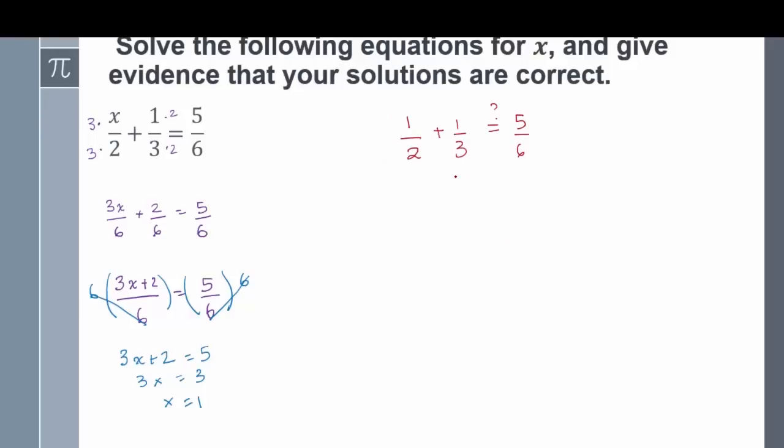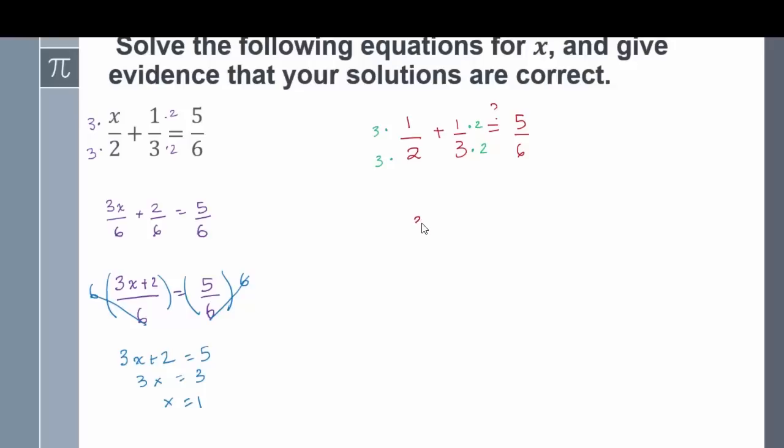In order to add the left side of my equation, I need to make sure that my denominators are the same. Least common multiple of 2 and 3 is 6. So I'm going to multiply top and bottom by 3 to get the denominator to be 6 for 1/2. And I'm going to multiply top and bottom by 2 to get 1/3 to have a denominator of 6.